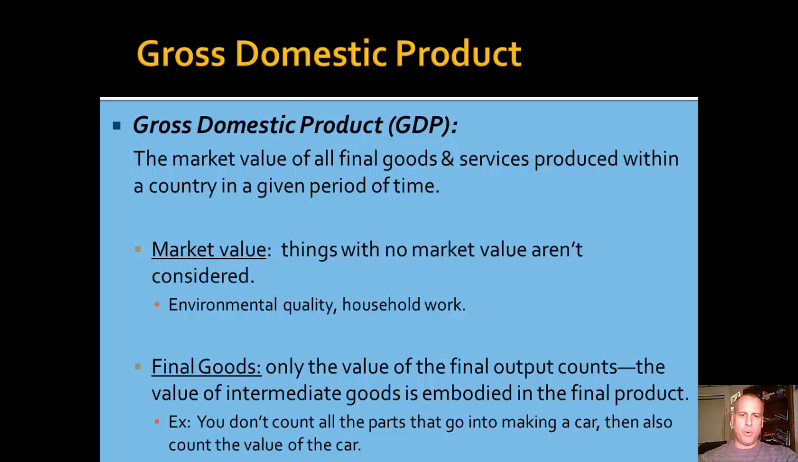Market value. The important thing here is to recognize that things with no market value are not considered. There are a lot of things that contribute to quality of life, or a lot of things that contribute to the production of output that are not measured by GDP. In particular, we don't do much to measure the quality of the environment, and we don't do much to measure things that are produced, say, in the household but are not sold on the market.